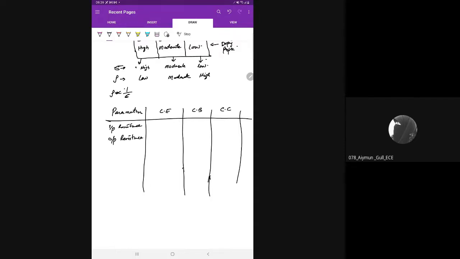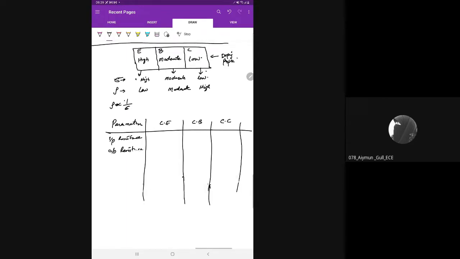Now see, in common emitter, your input terminal is the base. In common emitter configuration, the input terminal is the base. So what will be the input resistance? It will be moderate. So its resistance will be moderate.